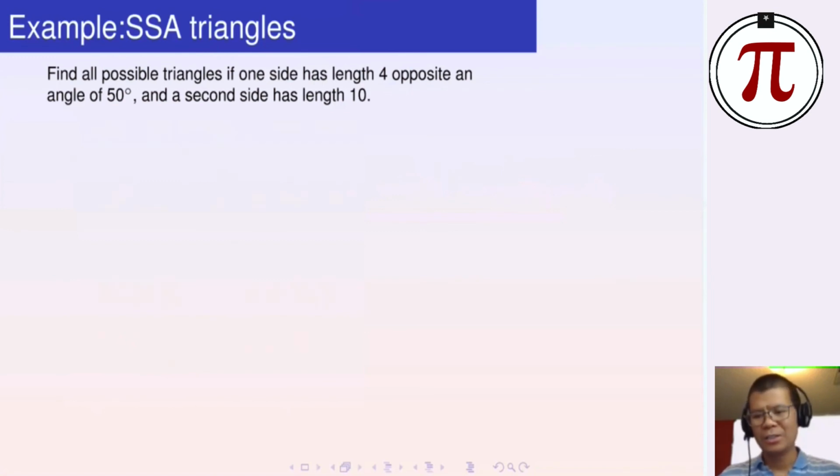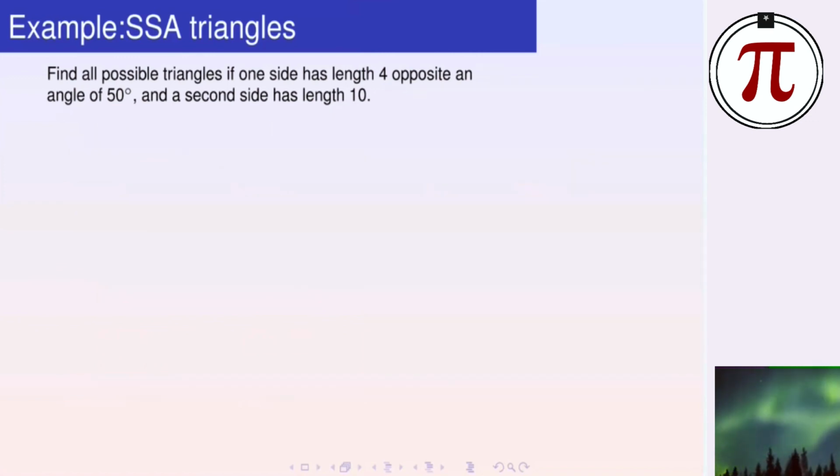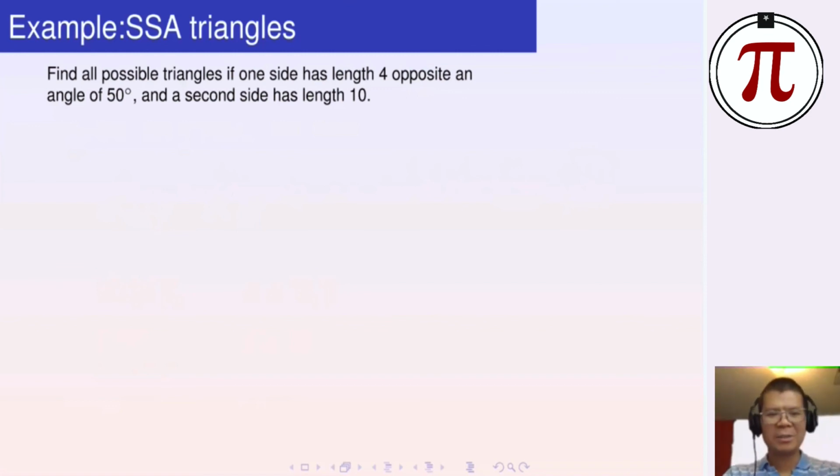Can you read the first, please? Find all possible triangles if one side has length 4 opposite an angle of 50 degrees, and a second side has length 10. Okay, very good.